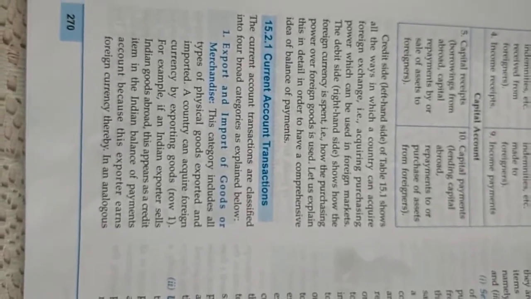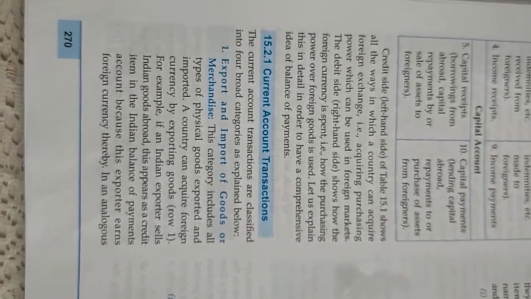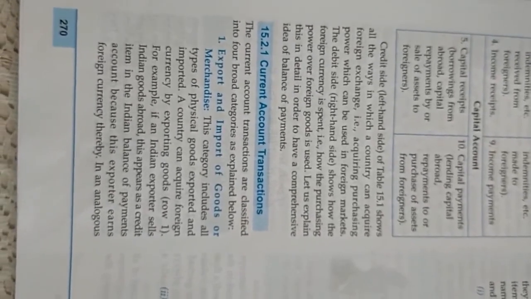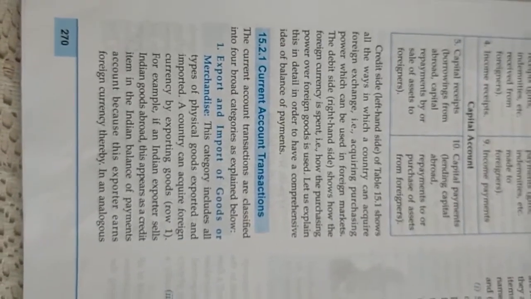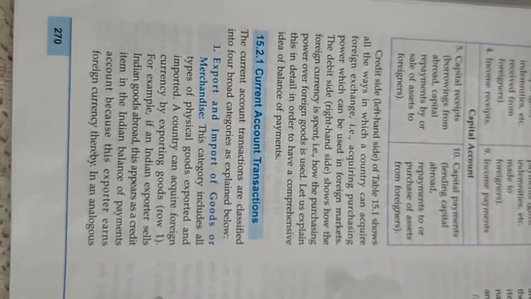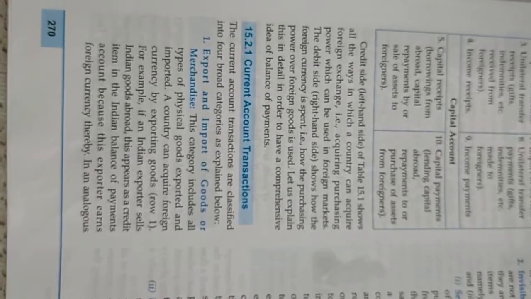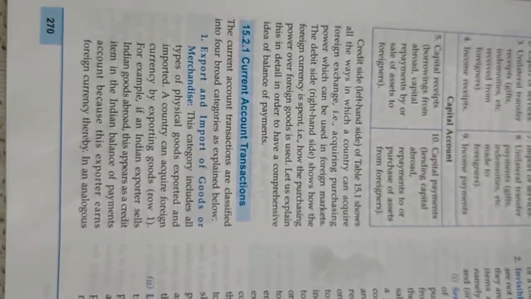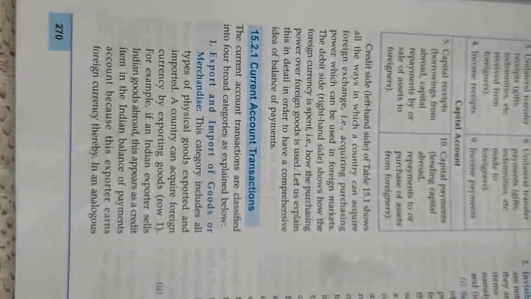So in visible current account transactions, there is only export and import of goods. When we export the goods, we receive the foreign currency. And when we import the goods, we require foreign currency to pay for it.